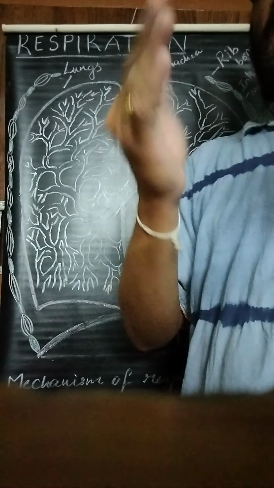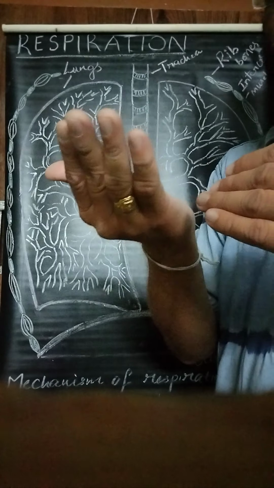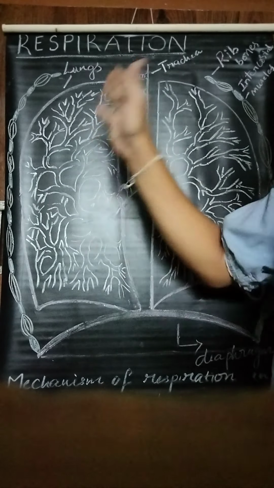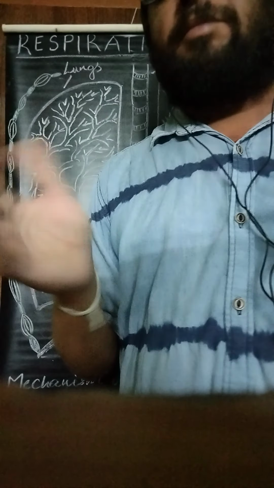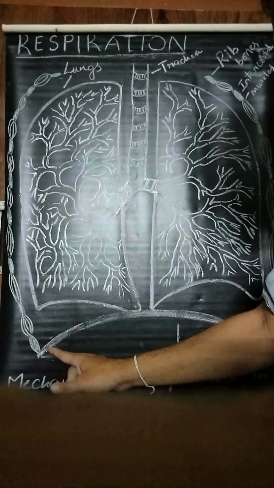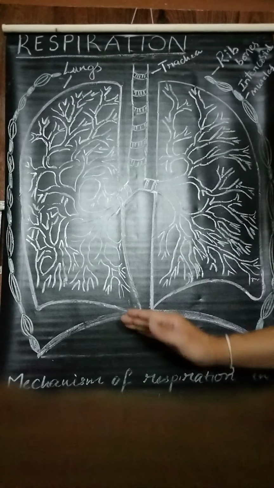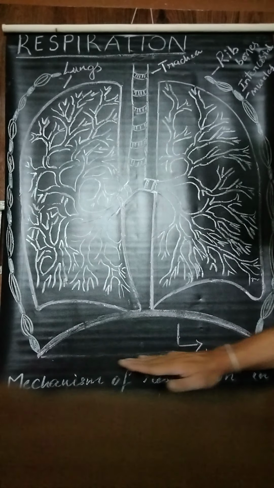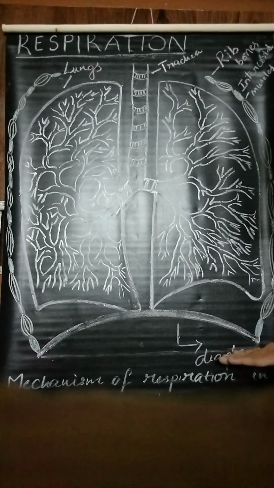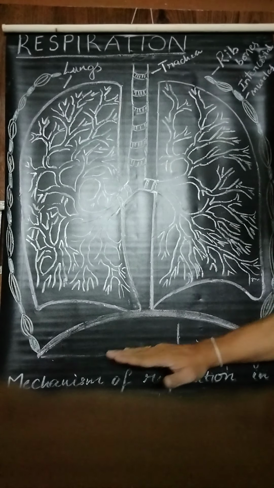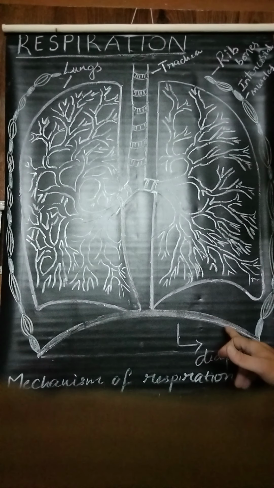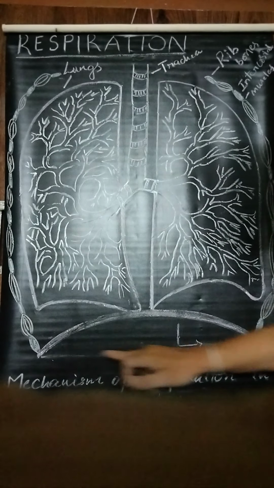Now next expiration has to occur. What is expiration? It means giving out of air. That means the air has to move out of the lungs. How will it happen? This is the diaphragm. Now in the inspiration, what is the condition of the diaphragm? It is in the flattened condition. Now what will happen? It relaxes. The diaphragm first contracted in the inspiration and became flattened.